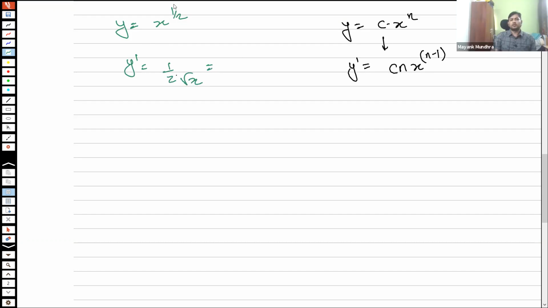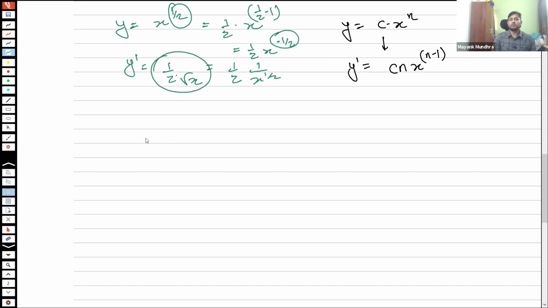So this is your n. It comes in the front, and the power becomes 1 less than whatever it was earlier. So this becomes half x to the power minus half. Now x to the power minus half is basically 1 by x to the power half, and x to the power half becomes root x. So 1/2 root x.